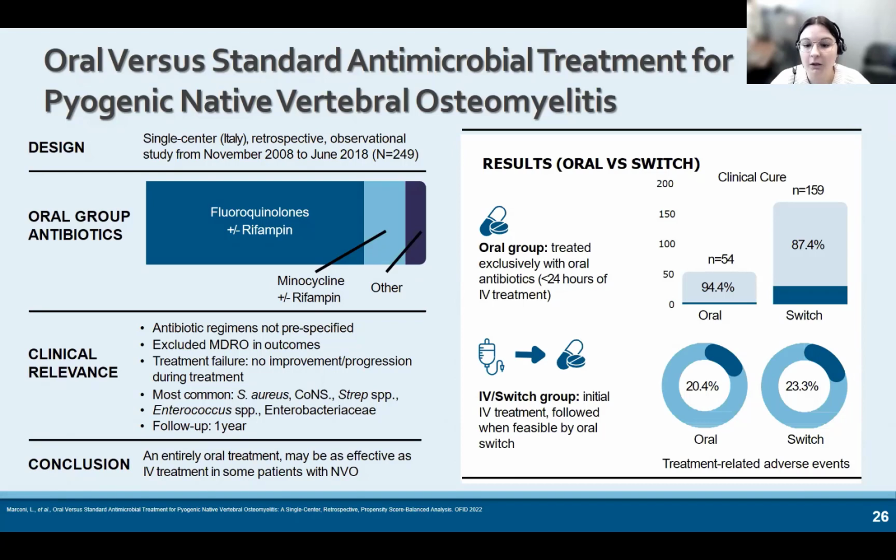Overall, 98 patients were treated with the IV route of administration for the whole treatment duration, whereas 105 participants initially received IV antimicrobial regimen for a median duration of 22 days in that IV switch group, followed then by oral therapy. The median treatment duration in both groups was greater than 12 weeks, so longer than what we would typically see here in the U.S. In this trial, antibiotic regimens were not pre-specified and up to the treating team. They did exclude multi-drug resistant organisms in their outcomes in both groups.